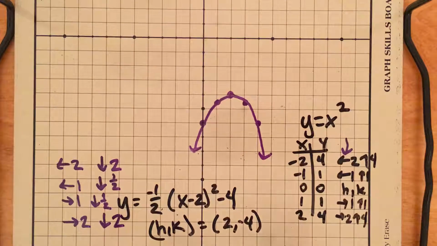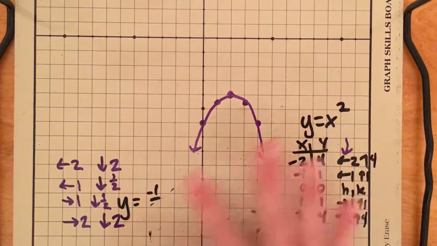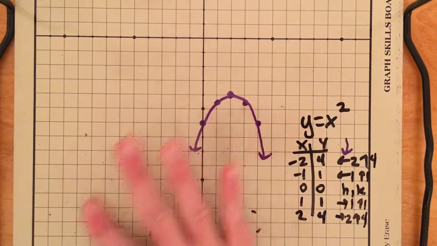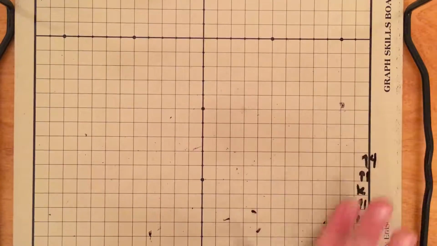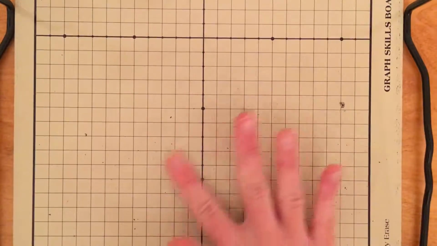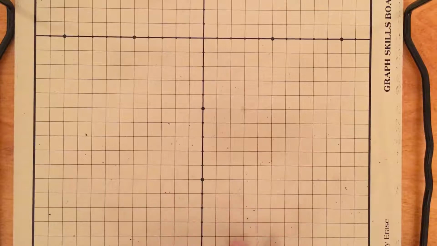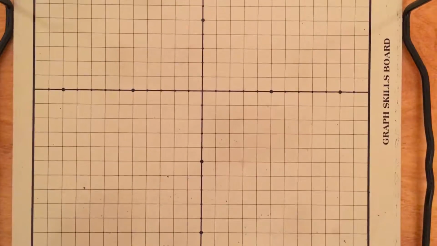Let's erase that. And now we're going to do the same thing with another type of graph. Let's use a cubic next. All right, again, you can check these on your calculator once you've tried it first. All right, so let's scoot up a little. So now we're going to do a cubic.